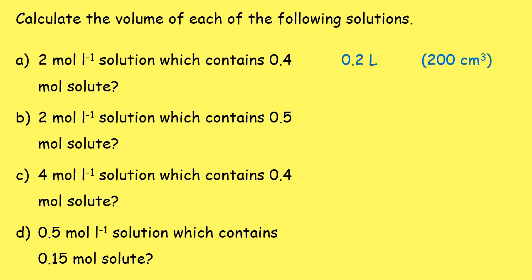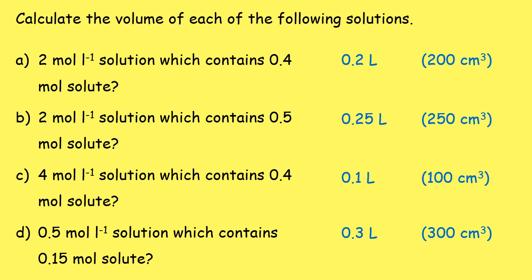So for the first one, V equals n divided by c. This is 0.4 divided by 2, which is 0.2 litres, or if you wanted to, you could have said 200 centimetres cubed. For the second one, V equals n divided by c, which is 0.5 divided by 2, which is 0.25 litres, or 250 centimetres cubed. For the third one, V equals n divided by c, which is 0.4 divided by 4, which is 0.1 litres or 100 centimetres cubed. And finally, the last one, V equals n divided by c, which is 0.15 divided by 0.5, which gives us 0.3 litres or 300 centimetres cubed.